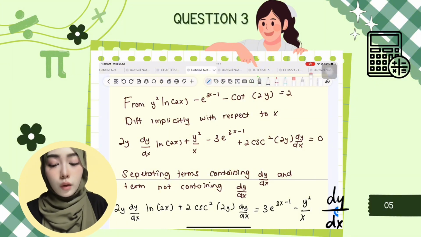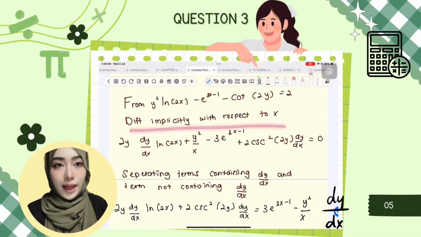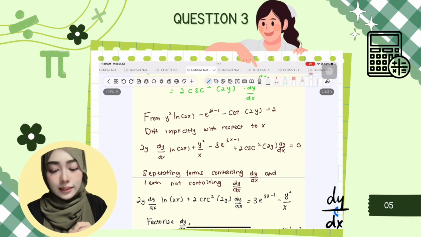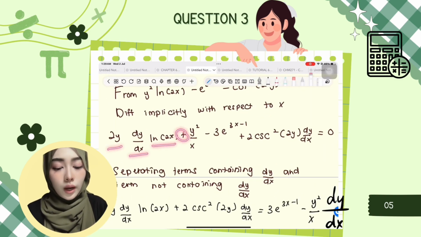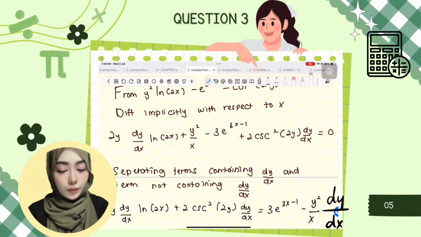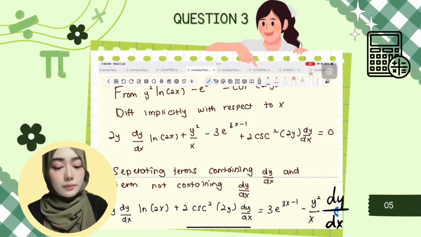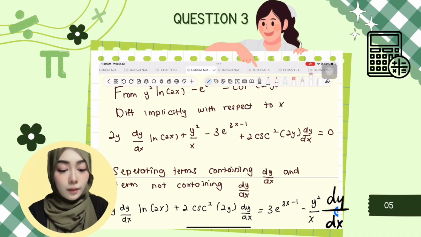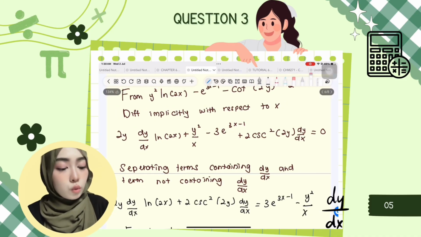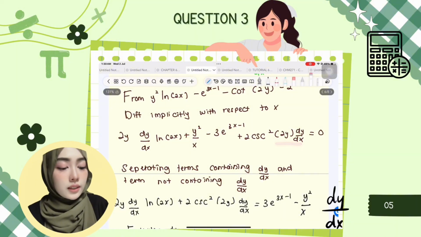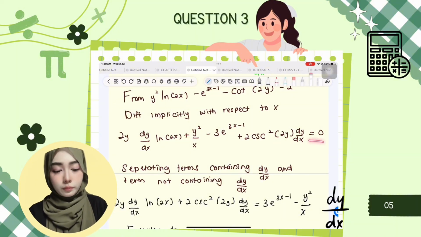So we have already differentiated implicitly with respect to x. So we get the answer 2y dy/dx ln 2x plus y² over x, minus 3x to the power 3x, minus 3e^(3x) minus 1, plus 2 cosec² 2y dy/dx is equal to 0.